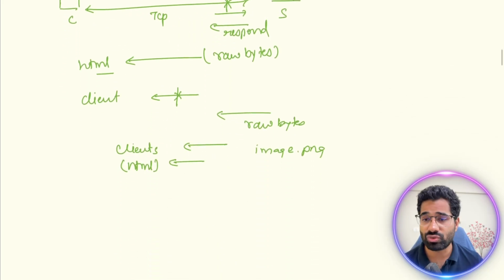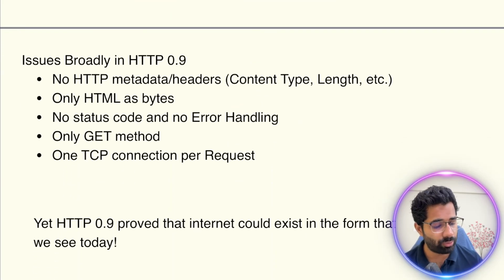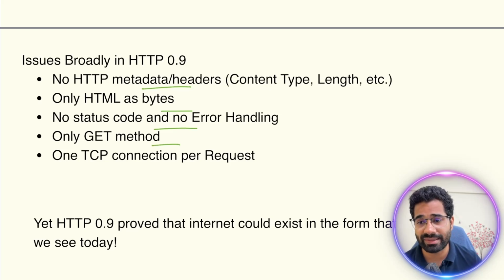So these were the issues that we had with HTTP 0.9. No metadata was allowed, so as a result, only HTML bytes were sent. No status code was there, and no error handling was present. Only one method, the GET method, was allowed, so the clients could not send payloads to the servers. And for every request, a separate TCP connection needed to be opened, so there was resource exhaustion also.